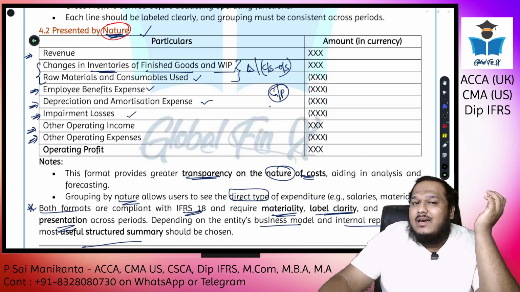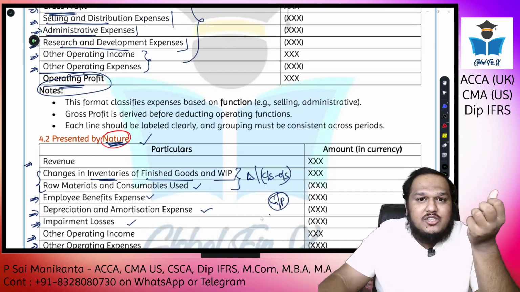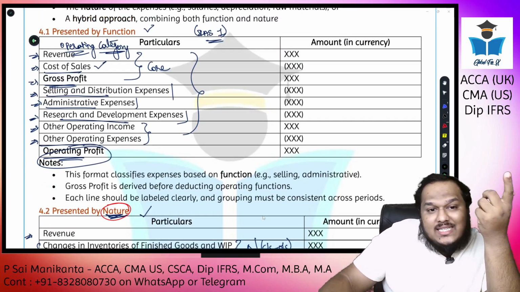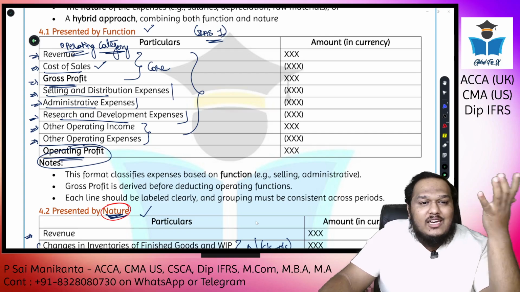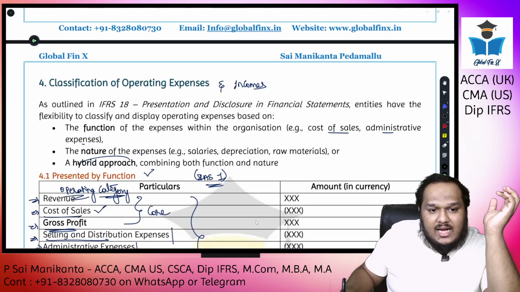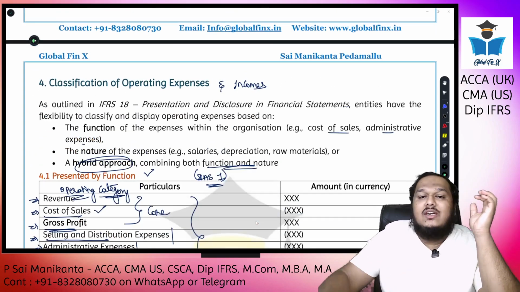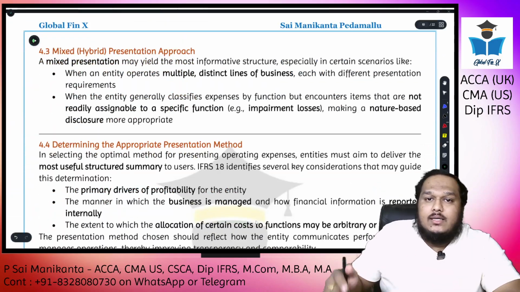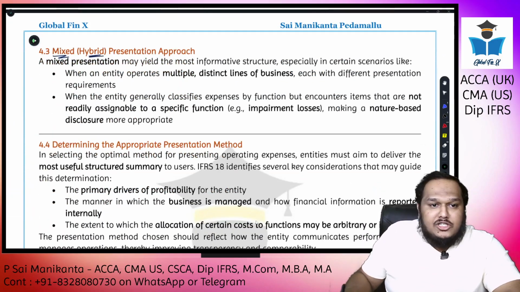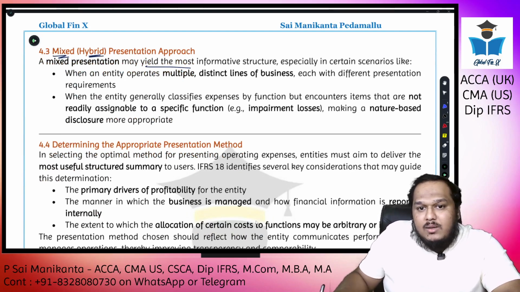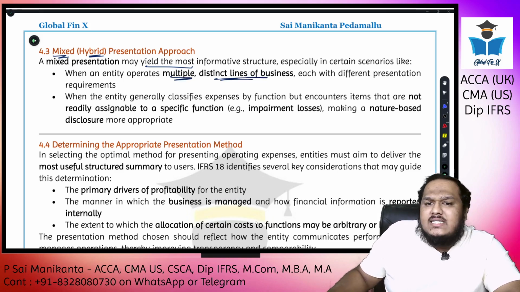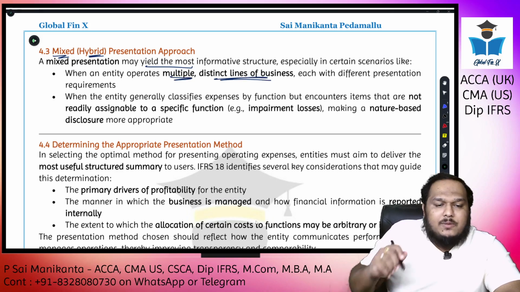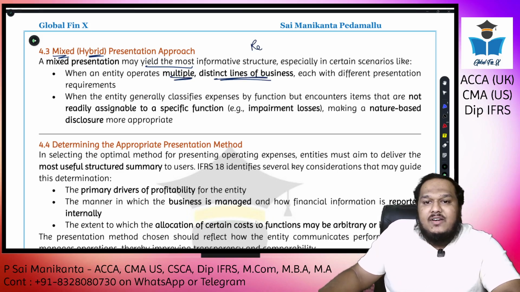So, sir, is there any alternative? I like presentation by nature because it is well detailed, but I like presentation by function because of the subtotals and that structure. Can I do something between these two? Yes, that is called a hybrid approach. Combine both function and nature. See, the third category. The mixed or hybrid presentation approach will yield the most informative structure, especially in scenarios where an entity operates multiple distinct lines of businesses, each with a different presentation requirement. So, for example, if I take Reliance, Reliance has multiple wings, right?